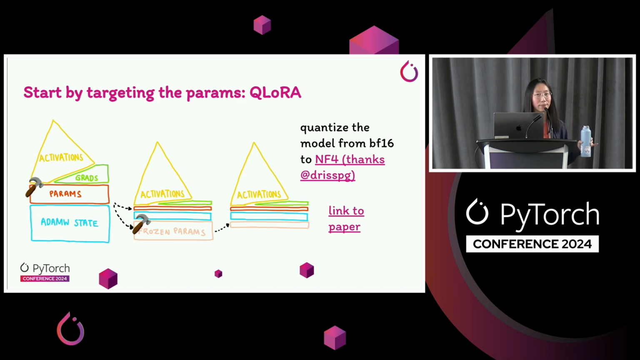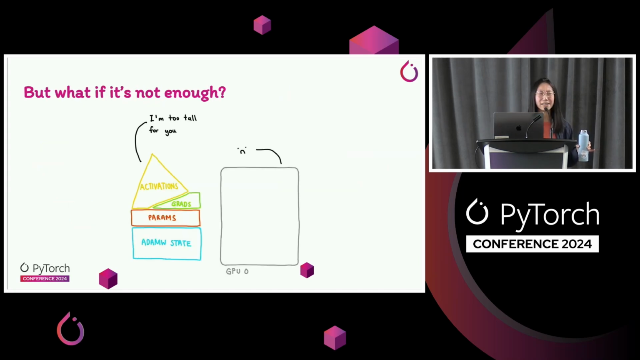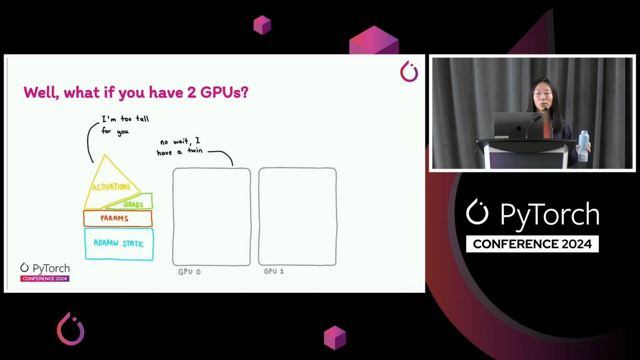But this is how you should think about the memory. But what if it's not enough? What if you do QLoRA and it's still too tall, your memory, and you still OOM? Well, what if we tell you you have 2 GPUs? So in the benchmarks I ran, I actually ran these on 4090s.